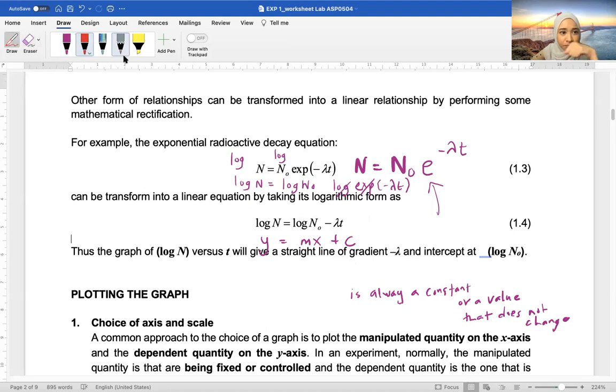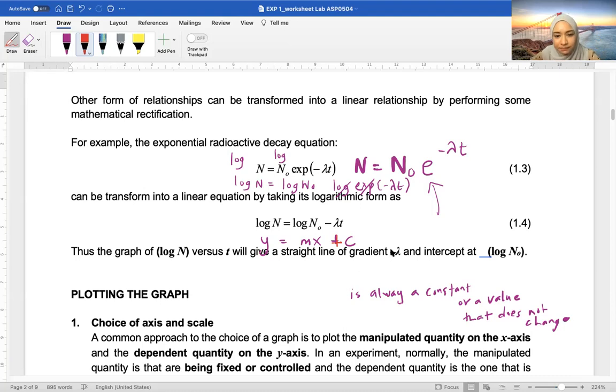No one wants to try? Lambda t. Okay, thank you for that answer. Any other guesses before I explain? Log n naught. Log n naught, because? Because lambda is negative. Okay. Any other guesses? I like the guesses. Even if it's wrong, it's okay. We are here to learn.